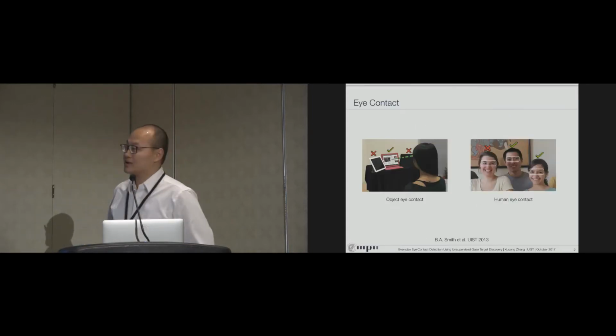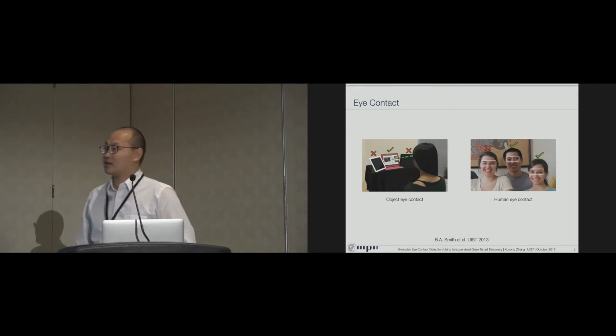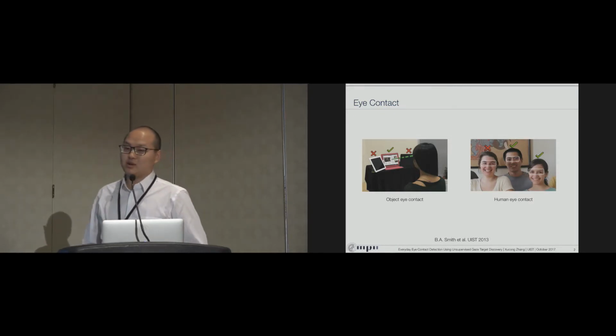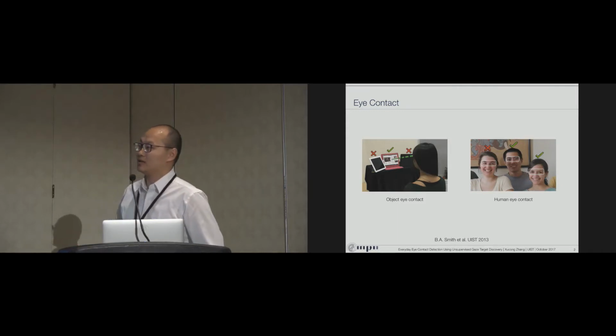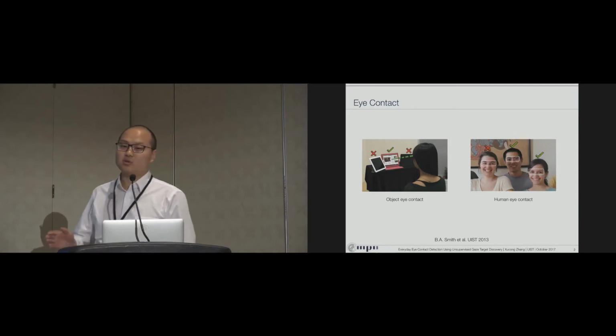So our work is about eye contact detection. It includes two cases. The first case is object eye contact, which means that the user is looking at the object. And the second case is human eye contact, which means there is a second person looking at the user.